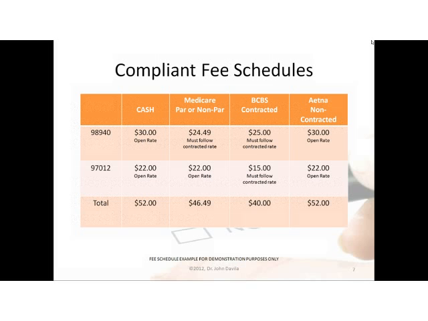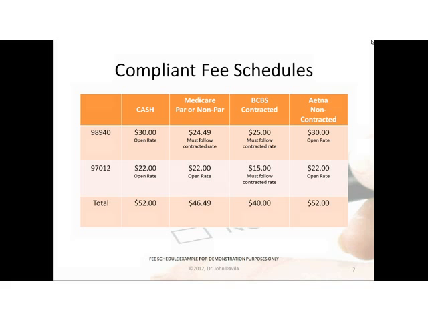The reason why we have all these different fee schedules is because we have contracts. Now look at the amount that's allowed. That's different each time. Cash would be a total of $52. Aetna would be a total of $52. Why? We'll talk about that in a second. Medicare would be $46.49, and BCBS would be $40.